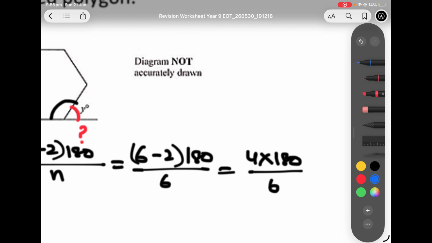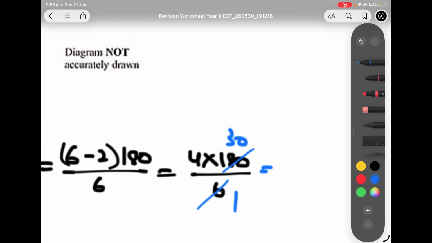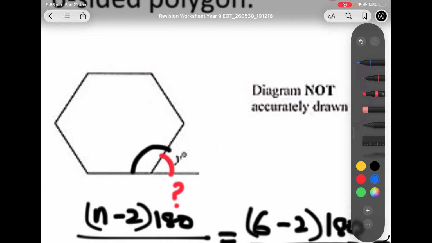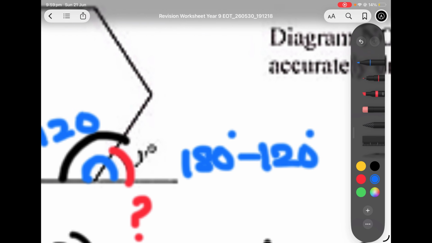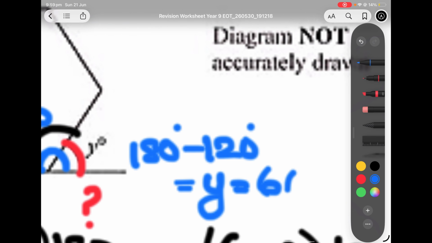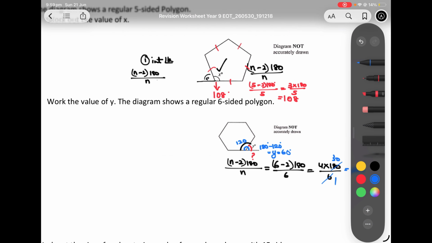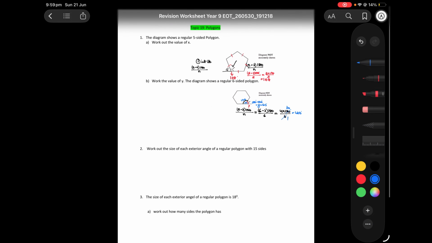If you have the calculator, do it. If you don't, 6 ones are 6, 6 threes are 18, zeros. That becomes one interior angle of 120 degrees. Then I just said that these two angles sum to 180 degrees. From 180, if I subtract 120 degrees, y is equal to 60 degrees.